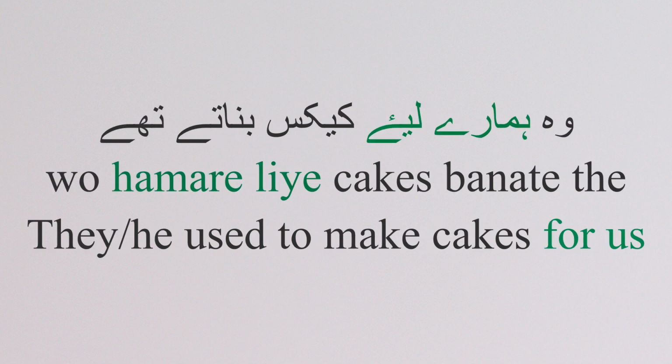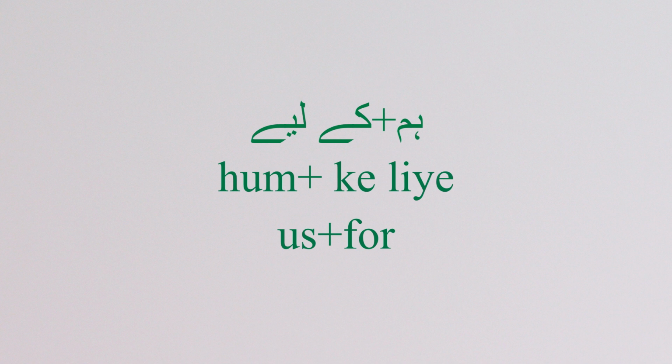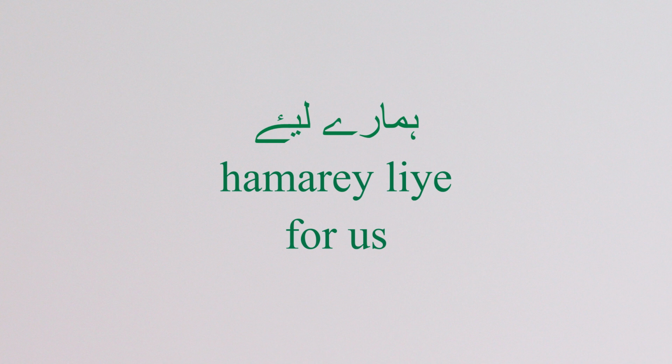वो हमारे लिए cakes बनाते थे. वो हमारे लिए is for us, के लिए is for, and us is हम. And then when ke and hum combine, they form हमारे लिए, for us.